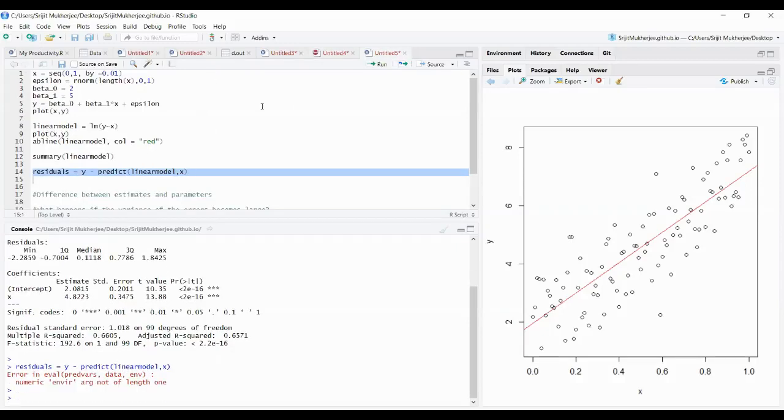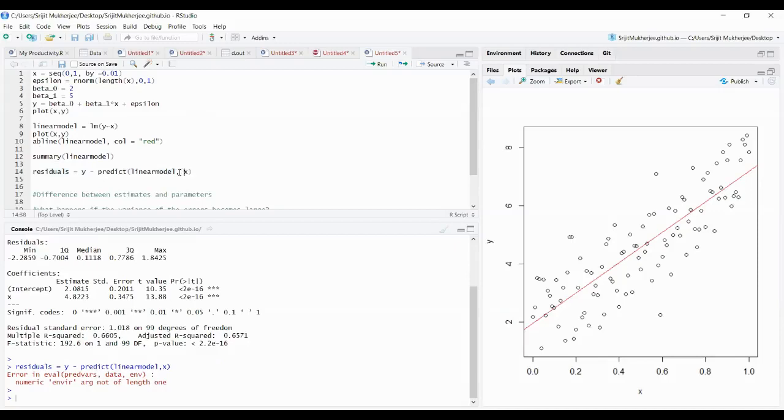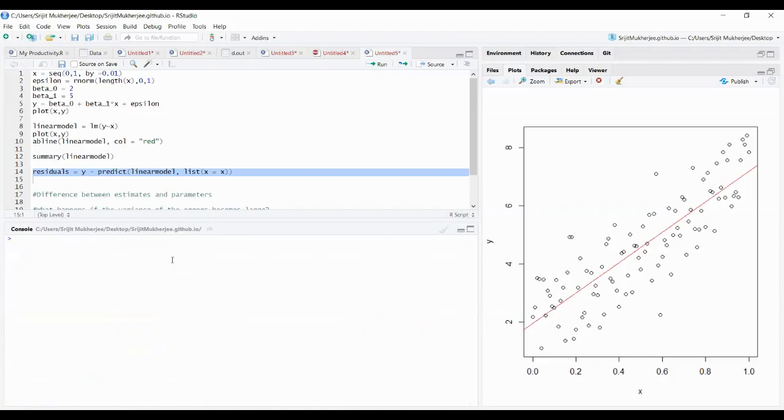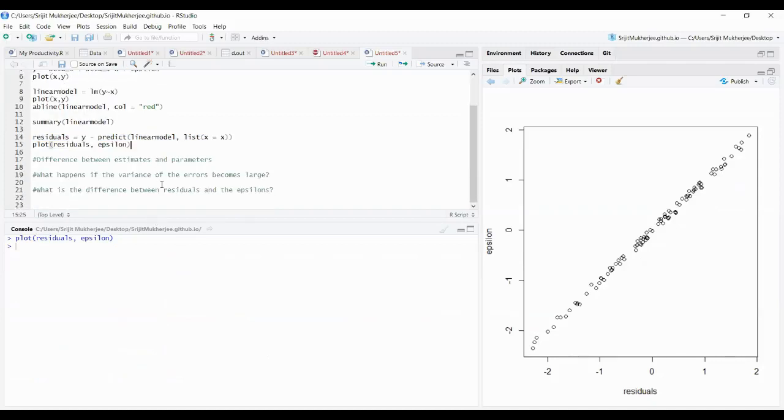There's some errors. What error did I make? Yeah, it will be list, x equal to x. Will it work now? So let's see the residuals. Looks like this. So let's now plot the residuals and the actual epsilons. Observe that they're almost equal, they lie almost on a line, but they're not the same, okay? That's the beautiful idea of the residuals and epsilon. They are almost the same, but they are not equal. So the residuals are sort of an estimate of the epsilons. Therefore, we understood the difference between residuals and epsilons.